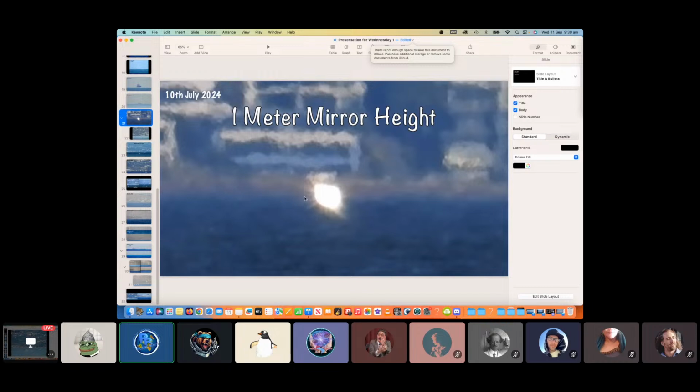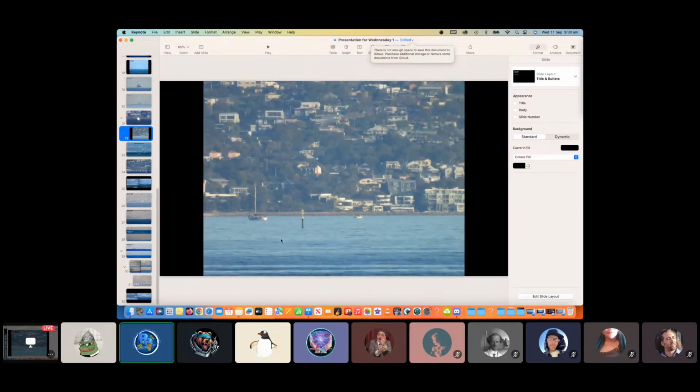And I've seen this kind of image more than 100 times. Now, this is a different day, much clearer day. This is that same house right there.